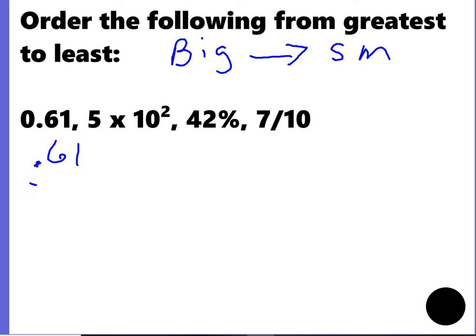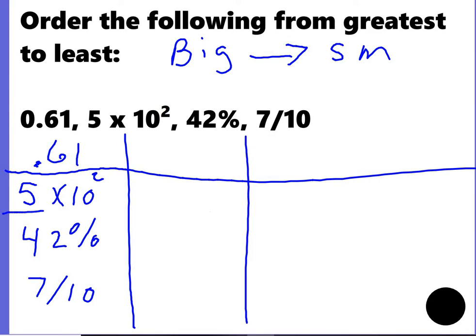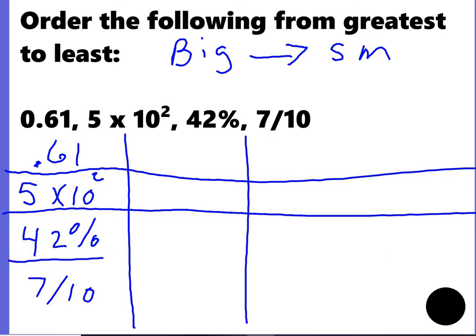down below each other. So we've got 0.61, 5 times 10 to the second power. We've got 42%. We've got 7 divided by 10. Once you do that, if you make columns and you're careful and draw your lines out, then you won't have any problem getting these right.